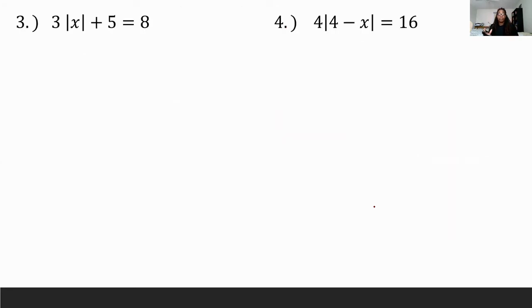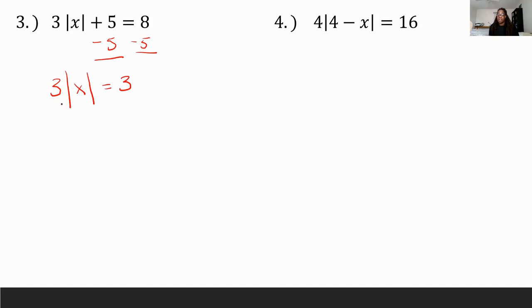All right? So we have 3 times the absolute value of x plus 5 is equal to 8. And you're saying, well, the 3 is not inside the absolute value. Exactly. So we're solving this just like how we normally do. We want to isolate the variable. But right now, the variable is inside the absolute value sign. Treat it as the same. So my first step is I'm going to subtract 5 from both sides. So now I have 3 times the absolute value of x is equal to 3.